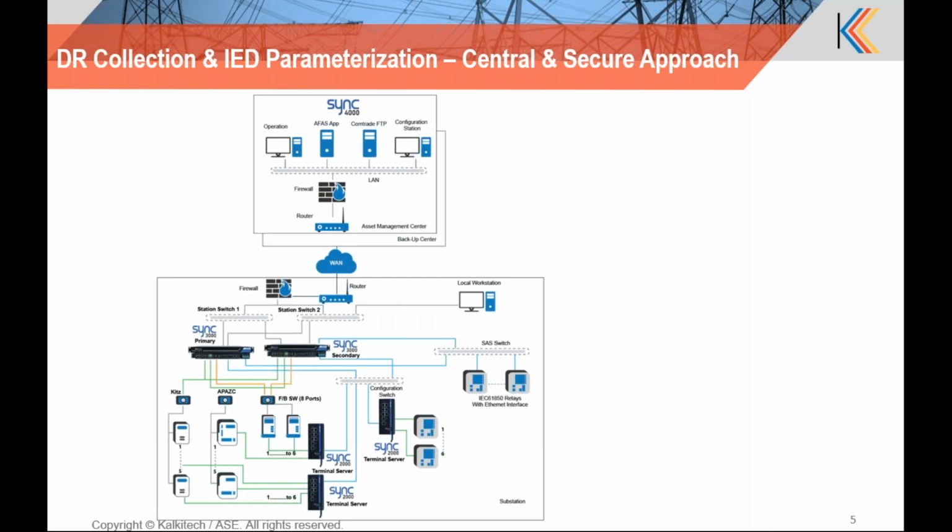Okay, another question is whether we do upsampling or downsampling for the DR collection. No, we are not doing any upsampling or downsampling in the Sync 3000. We are collecting the disturbance records in their vendor format as per the sample rate supported in the IEDs, and we are just converting it into COMTRADE and transferring it to the central system. And the central system software, that is the AFA software, can do upsampling or downsampling on the DR files.